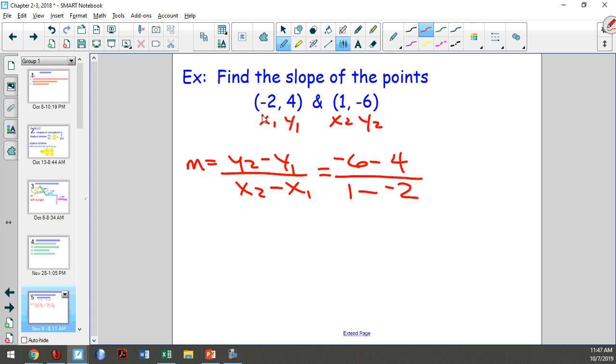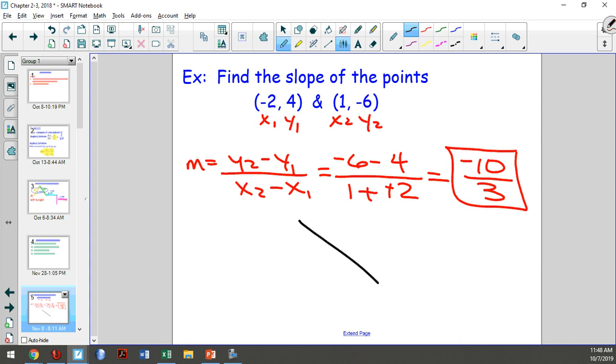Do that now. -6 minus 4 is? Minus a negative is a positive. 1 plus 2 is 3. So tell me, is this going up the mountain, down the mountain? Where your house is at or on the cliff? Where is this? It's going down the mountain. Do we all understand that? It's going down the mountain. Do we see it? Okay.